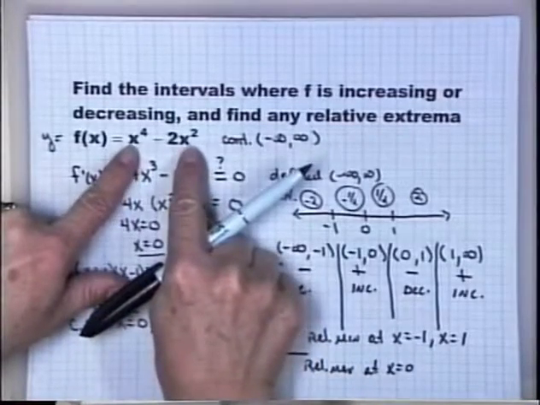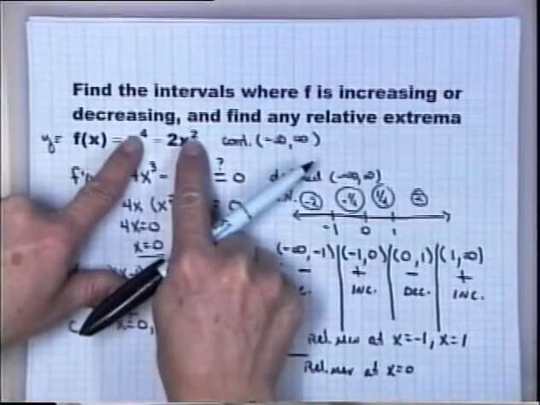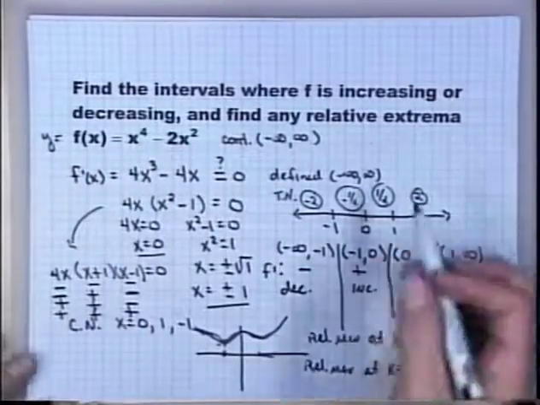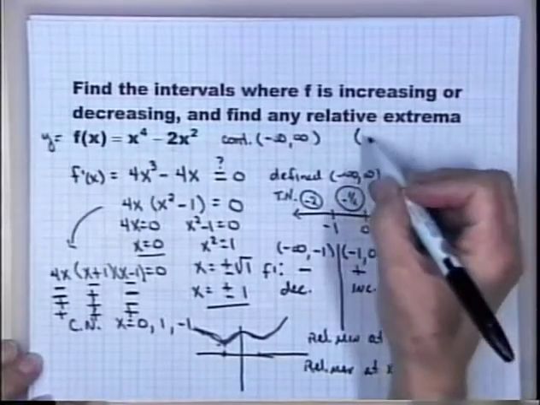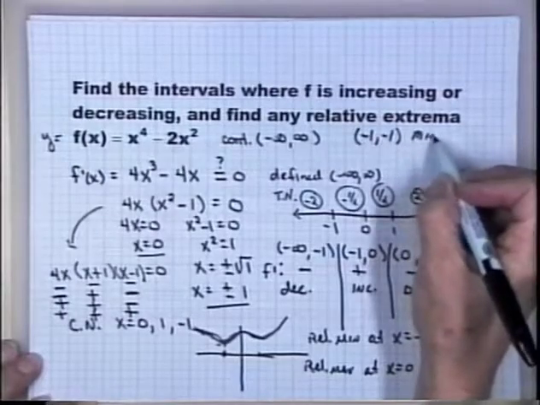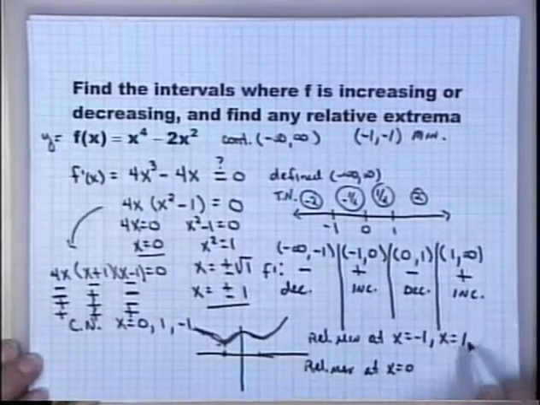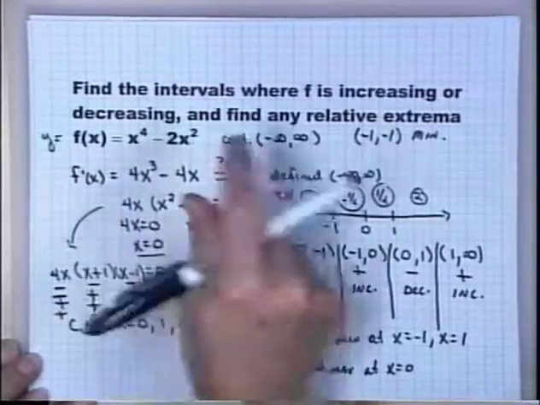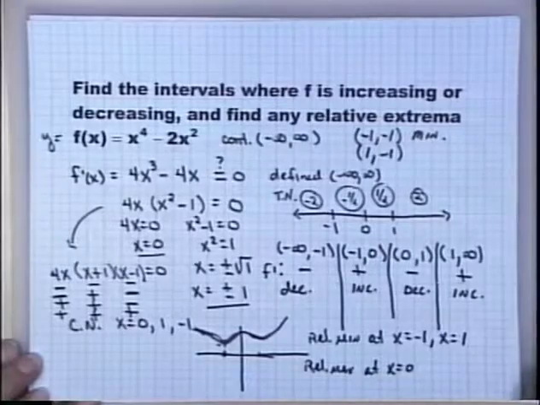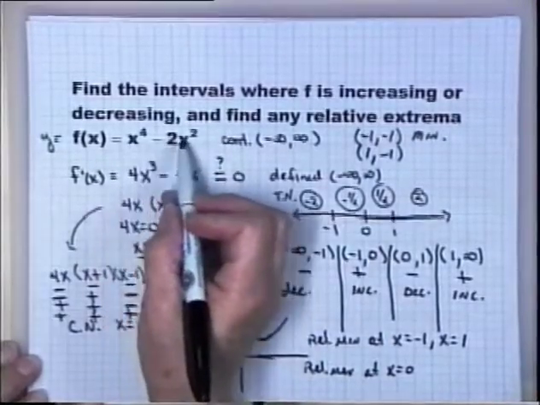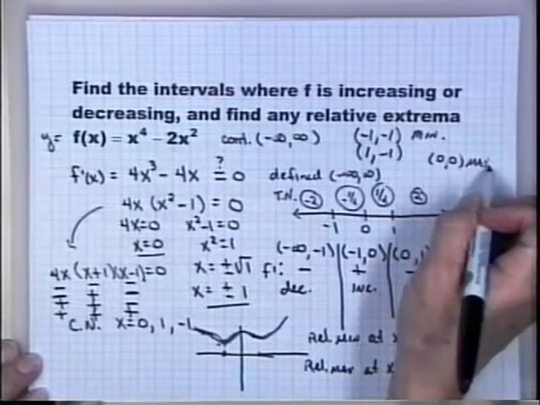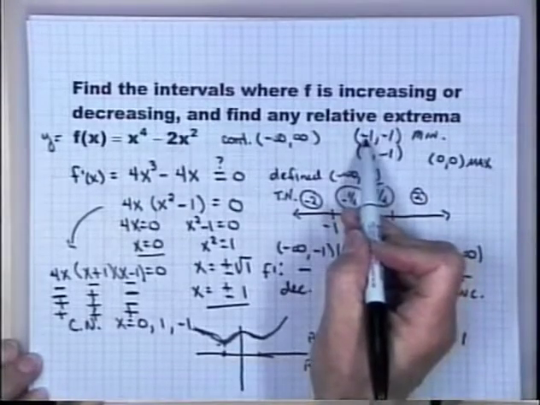Well, notice if I put negative 1 in both of these places, since we're raising to an even power, those will become positive 1s, won't they? So I'll have 1 minus 2 is a negative 1. So at negative 1, negative 1, I have a minimum. Okay? Then at x equal 1, 1 minus 2 would be negative 1. There's another minimum. At x equals 0, notice if x is 0, those are both 0, so 0, 0 is a maximum.